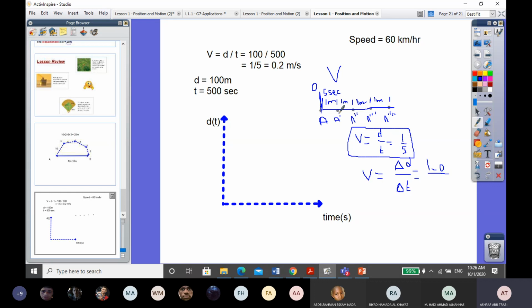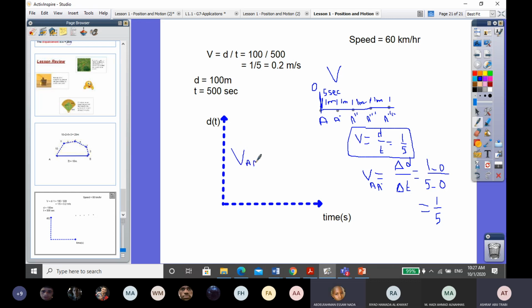At point A prime, what was the time, guys? 5. Excellent. So 5. And at point A, what was the time? 0. Excellent. So the velocity here, guys, is also 1/5, if I use the displacement. So this is the velocity from A to A prime. I will solve another one so it will be clear for you. I will solve from A to A double prime now.